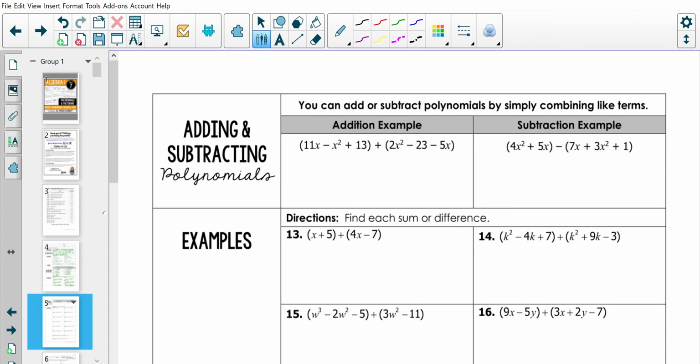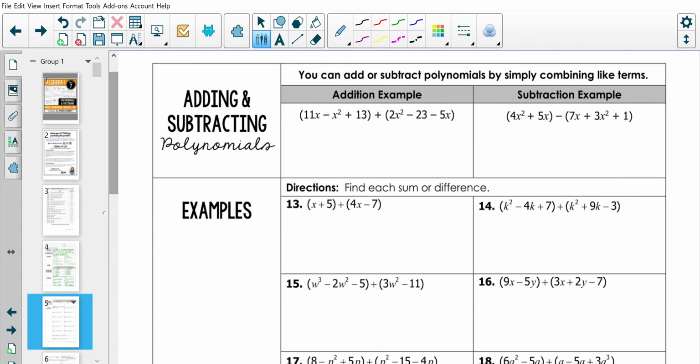All right. We are adding and subtracting polynomials. So you can add or subtract polynomials by simply combining like terms. But your answer must be in alphabetical order with your largest degree first. So what are we going to look at first? Your exponents, okay?